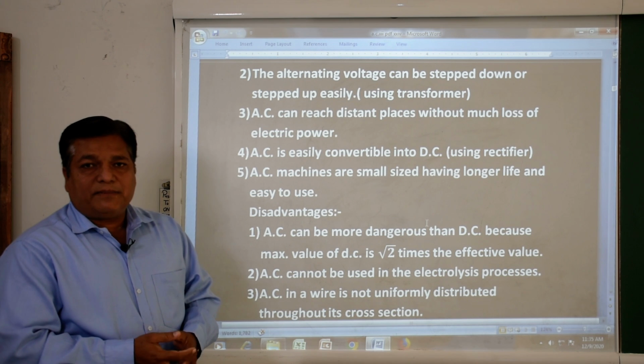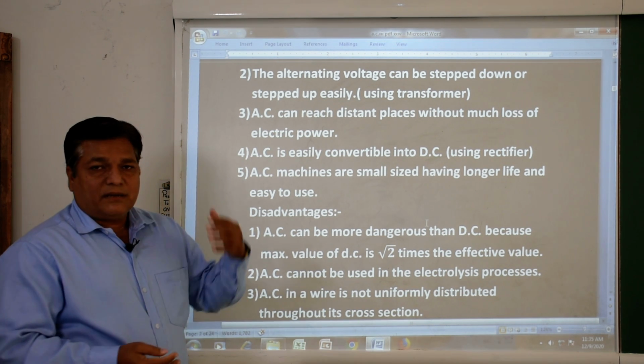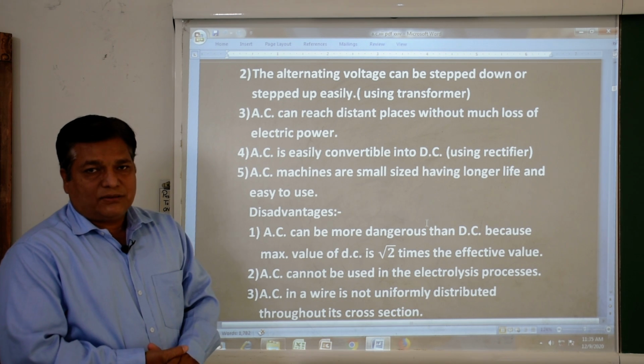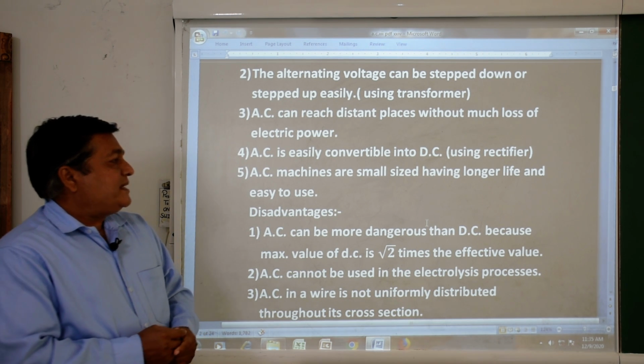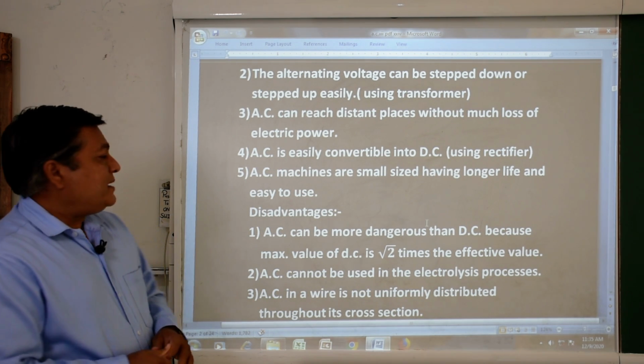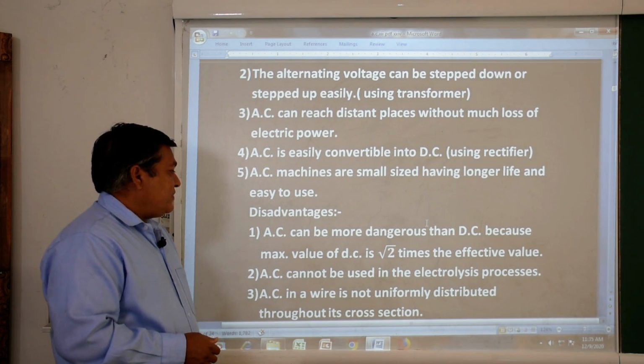AC is also convertible to DC. We can use a rectifier to convert alternating current to direct current also. AC machines are small in size, have a longer life, and are easy to use. What are the disadvantages? Let us go through them one by one.